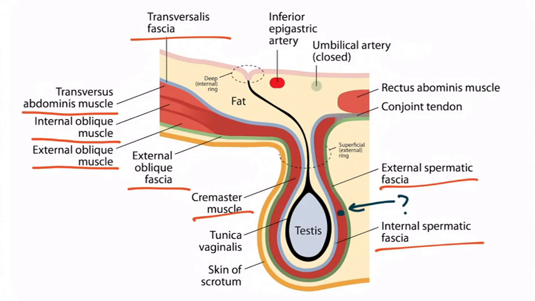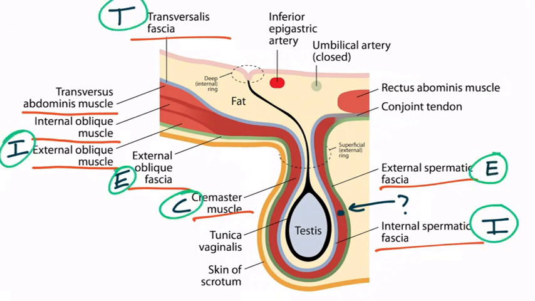So in summary, the transversalis fascia becomes the internal spermatic fascia. The internal oblique muscle becomes the cremaster muscle and the cremasteric fascia. And the external oblique fascia becomes the external spermatic fascia. So notice I've actually spelled out IceTie. I-C-E-T-I-E.